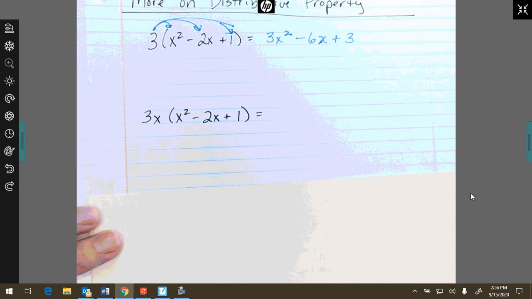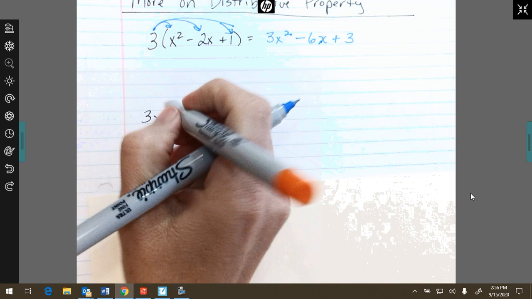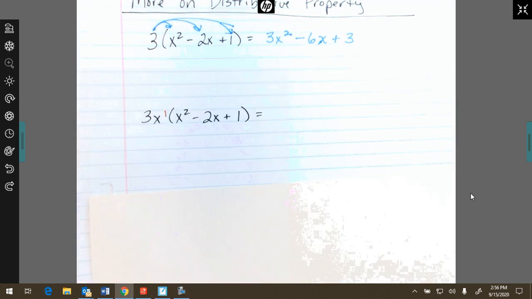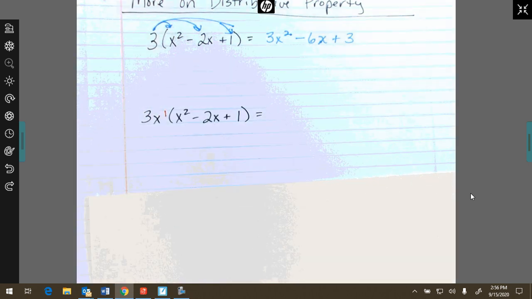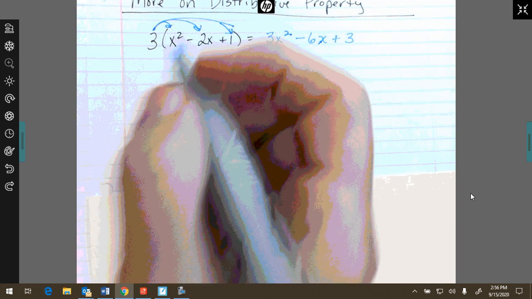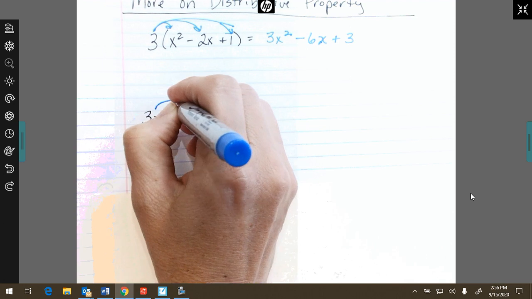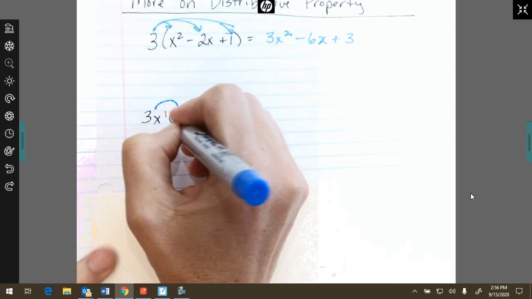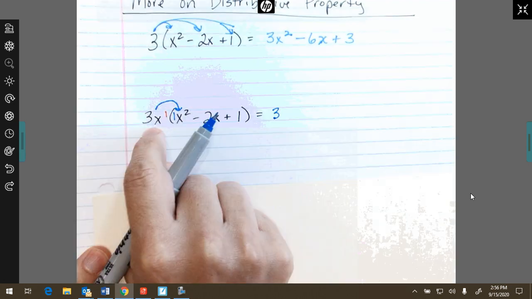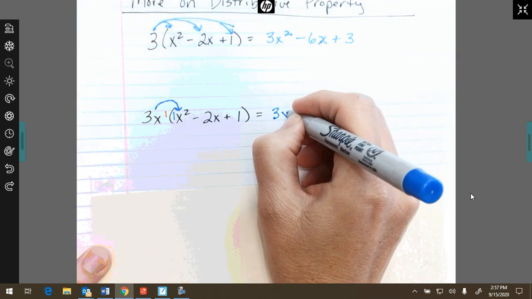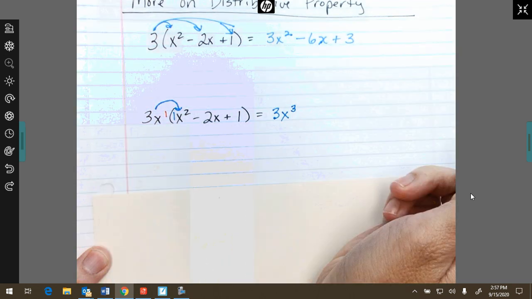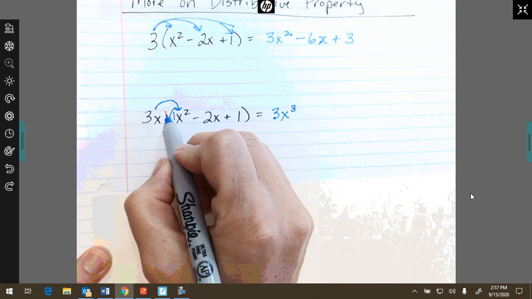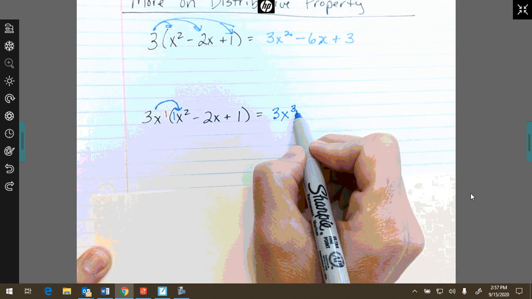Now, what we're doing to change this is we're just putting that x there in front of it. So watch what happens here. First, anytime you have an x with no exponent written, put that little invisible 1 back in there, because then you won't forget that it's there. So when I distribute this time, I'm going to do 3 times 1 is 3. X times x squared is x to the third. Keep the base and add the exponents. 1 plus 2 is 3.